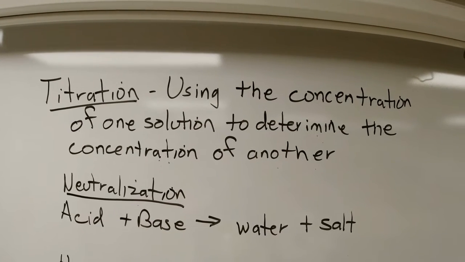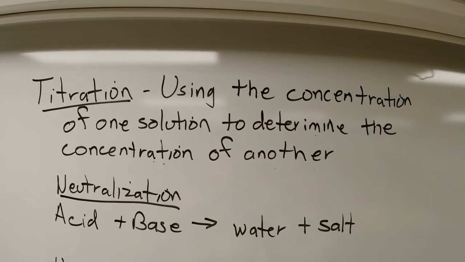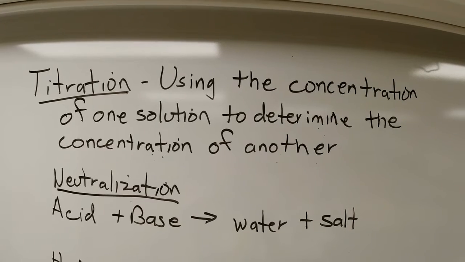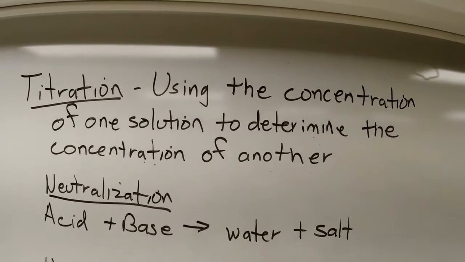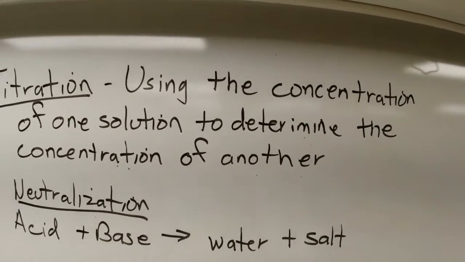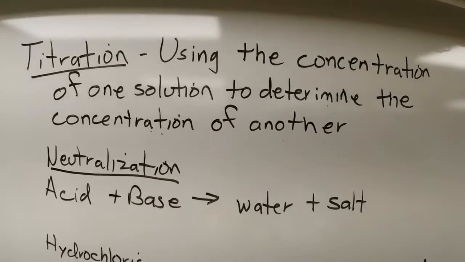Hello chemists, it's lab time, and today we're going to do a lab on titration. Titration in this case is where we're going to use an acid of unknown concentration. We're going to use a base of known concentration. We're going to do a reaction till we get it neutralized. And then we're going to be able to calculate what the concentration of the acid is.